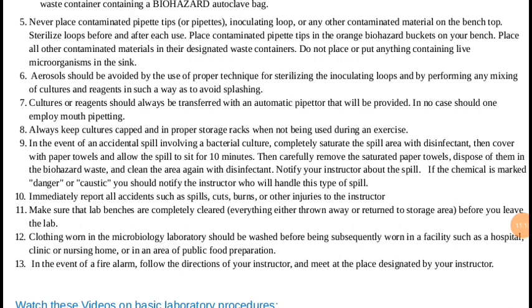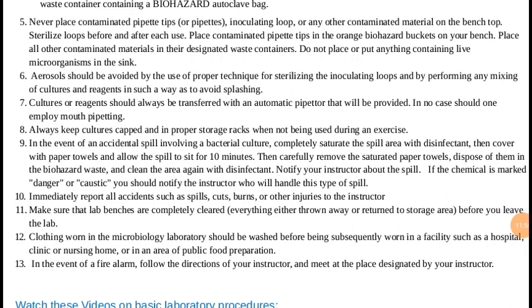The cultures or reagents should always be transferred with an automatic pipette that will be provided. We should never try mouth pipetting. You could inhale or take in bacteria. The cultures should always be kept in proper storage racks when not being used during an exercise. Now, sometimes we could be having accidental spills involving a bacterial culture.